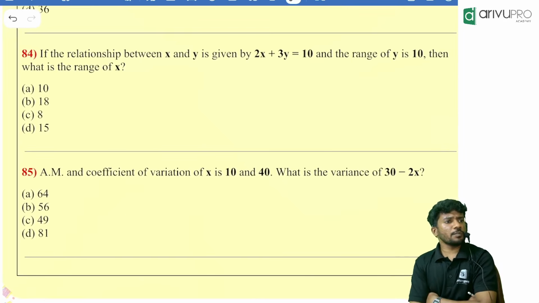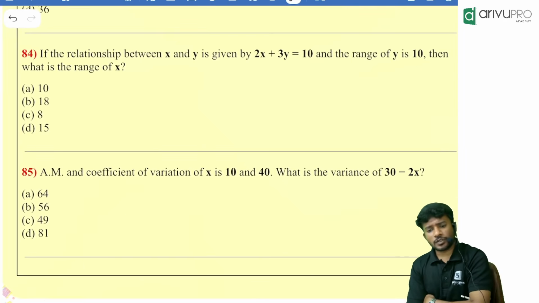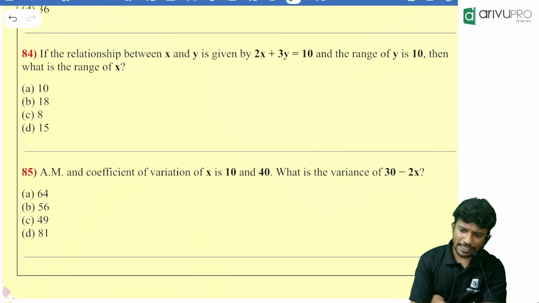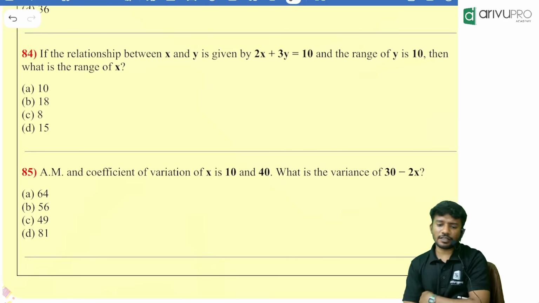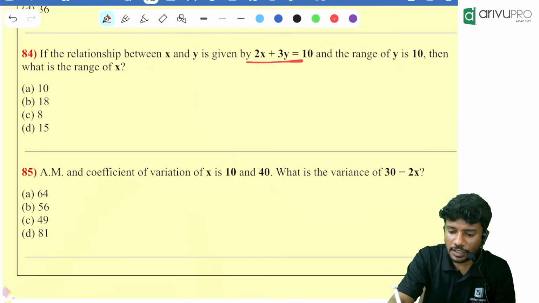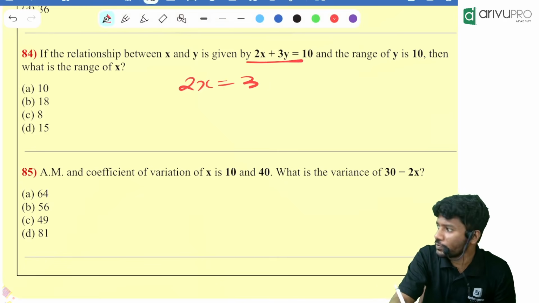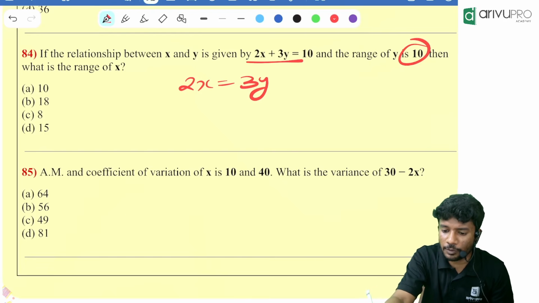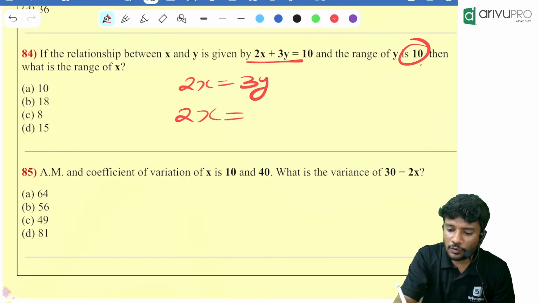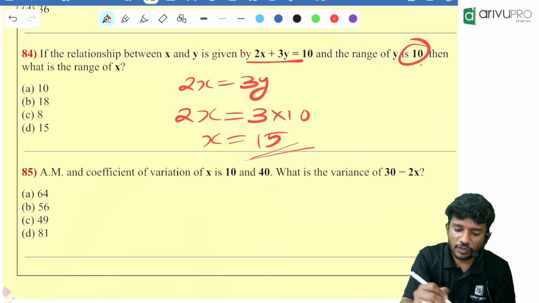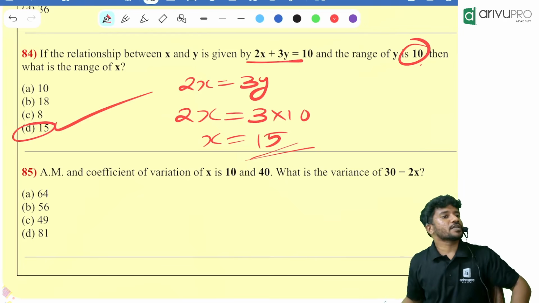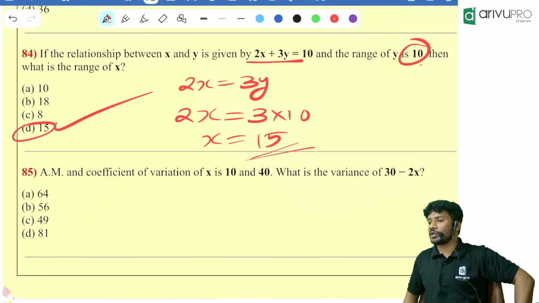The relationship between x and y is given to be 2x plus 3y is equal to 10. The range of y is 10, then what is the range of x? Directly you can write 2x is equal to 3y. Instead of y you put 10. 2x is equal to 3 into 10. X is equal to 15. Which option is the answer? Option D, 15 is your answer. Very direct.